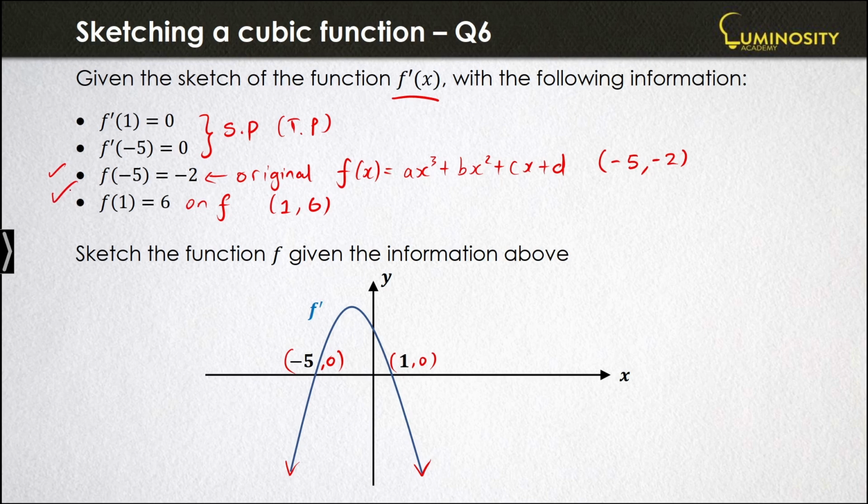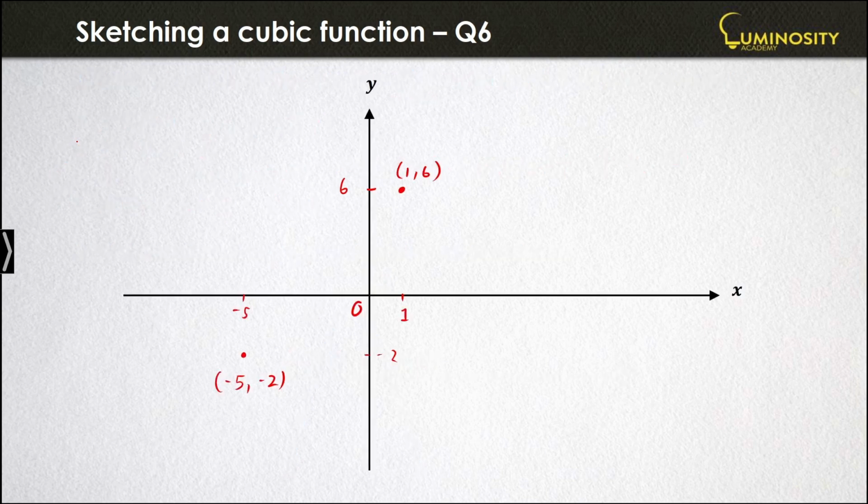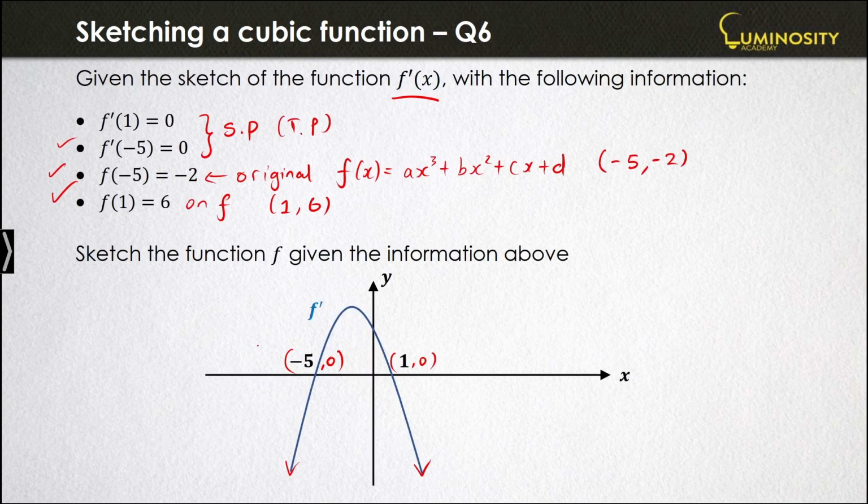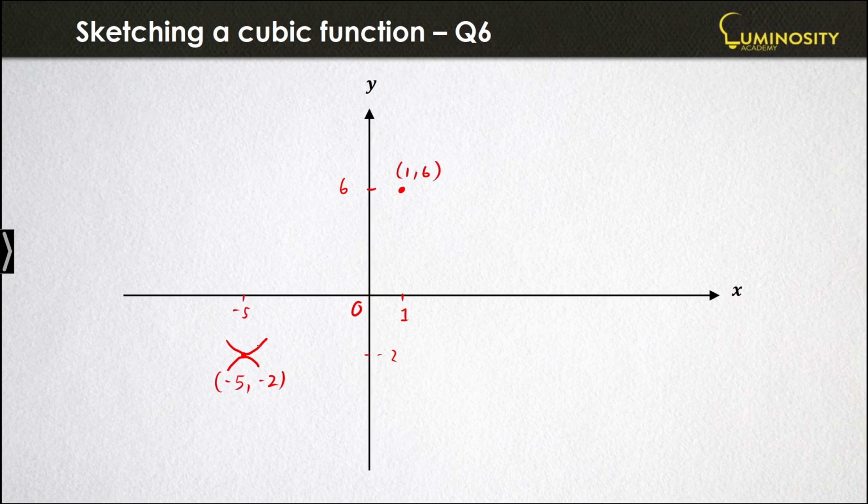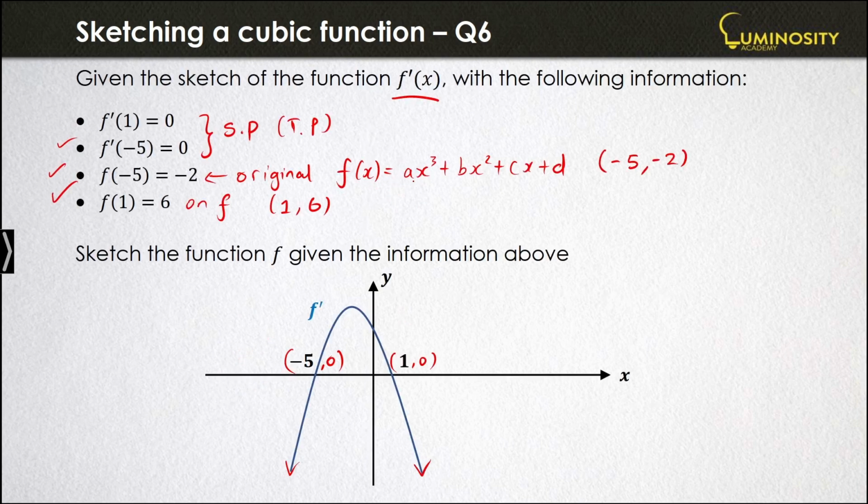But f prime at negative 5 equals 0, this one here tells us that that's a turning point. So the graph is going to turn either like that or like that. And then f prime at 1, where we know the coordinate, is also a turning point. So it's either going to turn like that or turn like that. So what other information were we given?